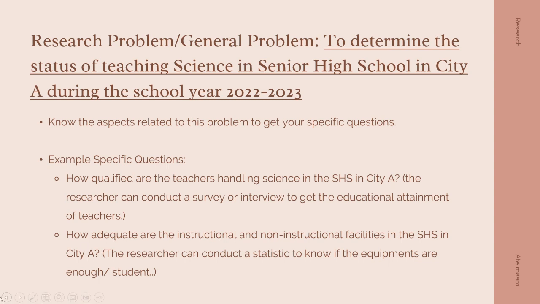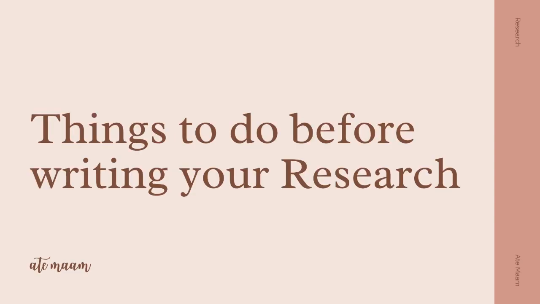So these are only 2 examples of specific questions. You can have a lot more specific questions. Make sure that you will be able to conduct a survey to answer that question so that you'll be able to have progress in your research study. So those are the 3 things that you need to do before your research. You need to know your research title, know your research problem, and know your specific questions.